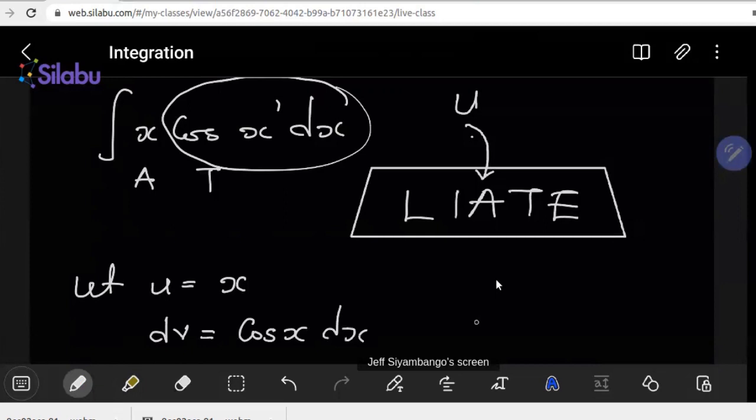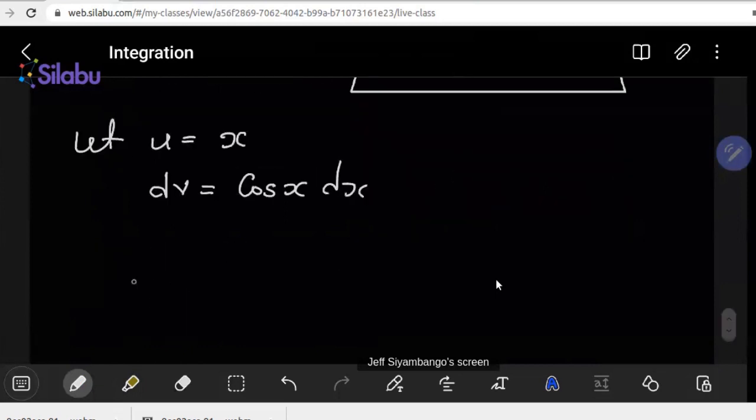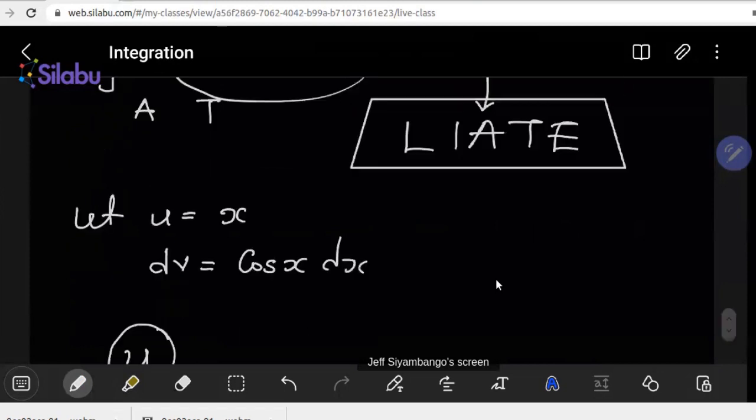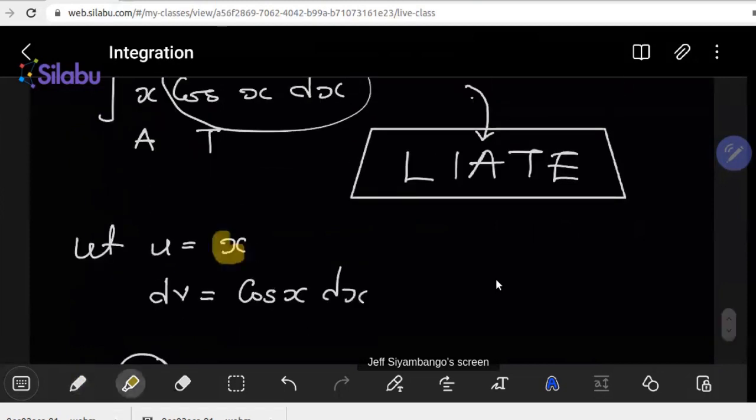All in all, the u term has to be a term such that when you differentiate it a number of times, it must reduce to a constant. And in this case, you see that this is true for x. When you differentiate x, not even a number of times, just once, you see it reduces to a constant. So here that statement holds.